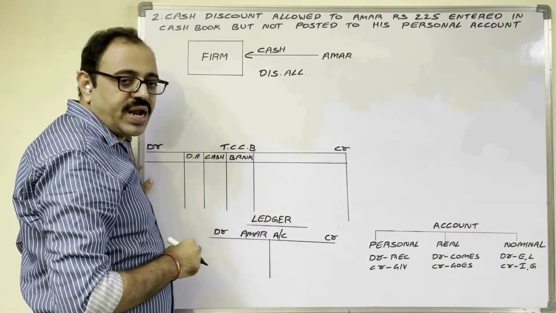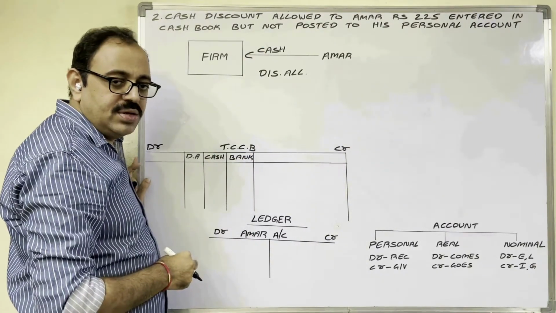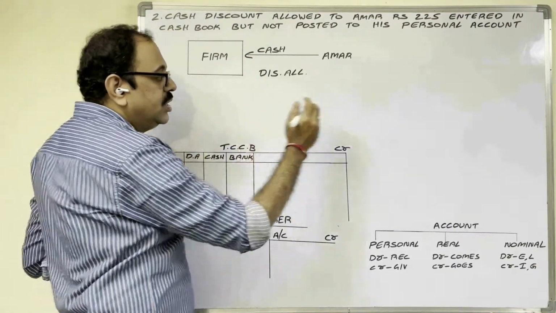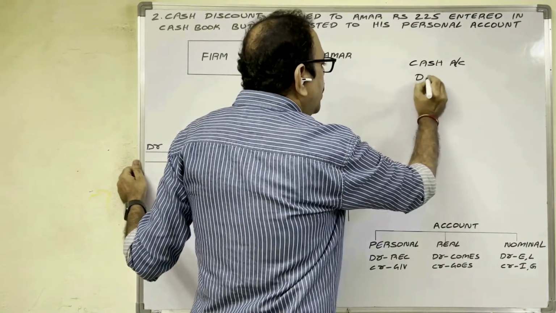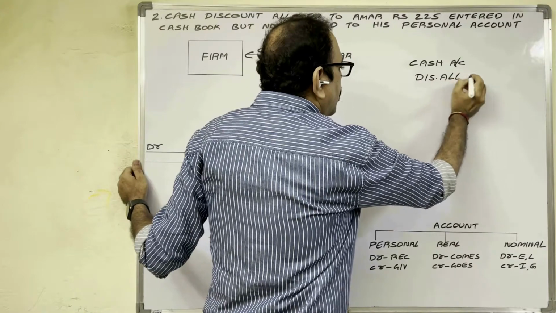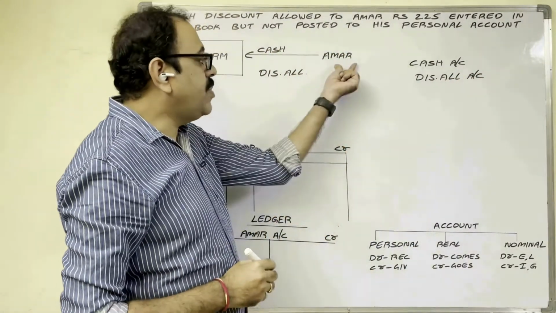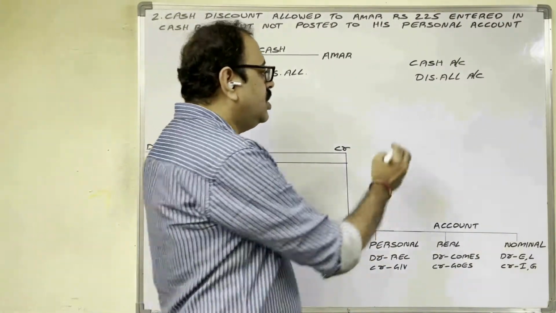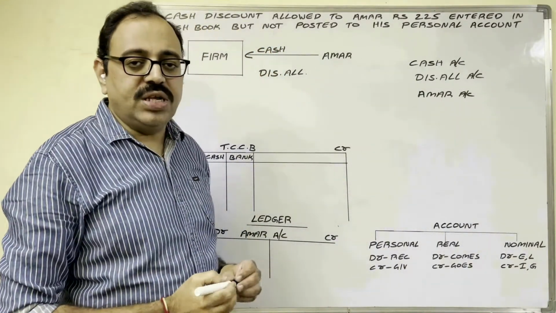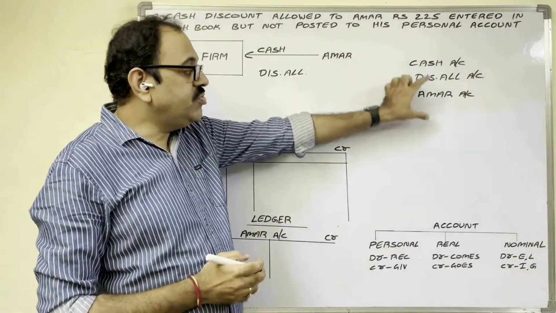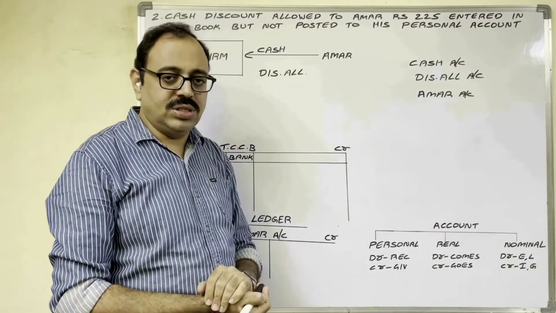In case of discount transactions, while locating the accounts, we should locate three accounts. Cash is coming to us, therefore the cash account is one account. The firm is allowing discount to Amar, therefore the discount allowed account is another account. And from Amar, cash is coming, therefore the third account is Amar's account. So while writing journal entries, the first step is to identify the accounts from the transaction. This transaction contains three accounts.